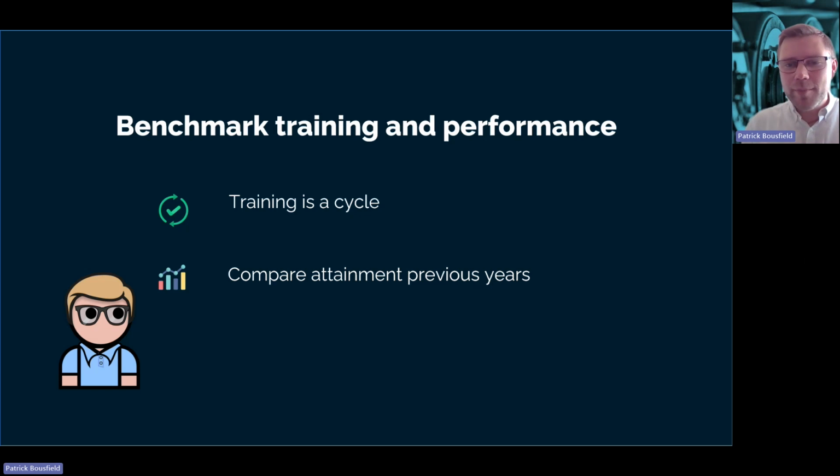Training results really become apparent when there's a clear goal in mind. As we've discussed, training is a cycle and will continue in your organization continually, well after the first course of training is completed. Saving your reports and using consistent metrics allows you to compare current attainment to the performance of previous years, so that you can be sure that you're setting fair and consistent expectations for your learners.